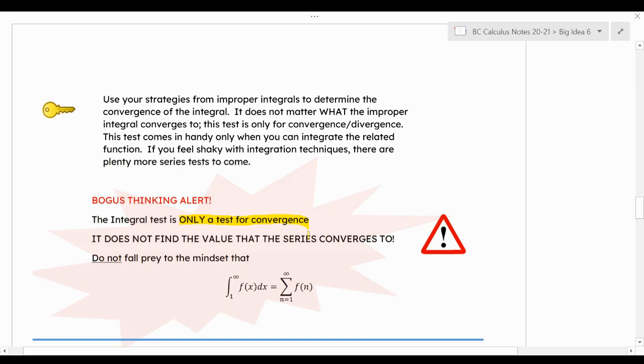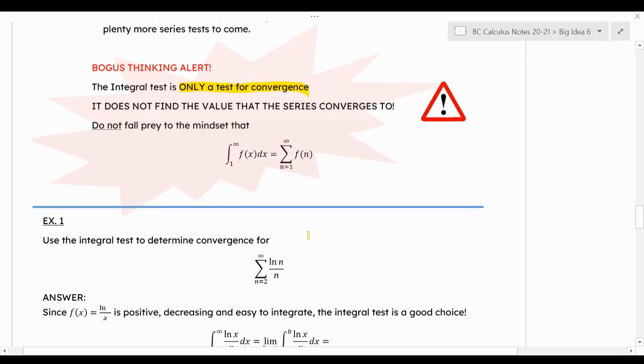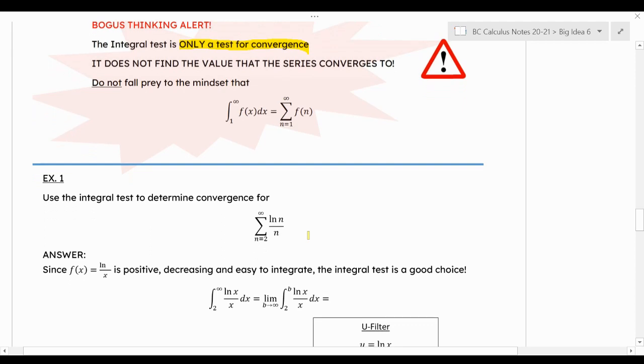Don't be so concerned with the value. It's more important that the improper integral converges or diverges. If you can nail down that the improper integral converges, you know that the series also converges. And if you know the improper integral diverges, you also know the series diverges. So thinking the values match is bogus thinking. Be careful of that. So let's look at this example here.